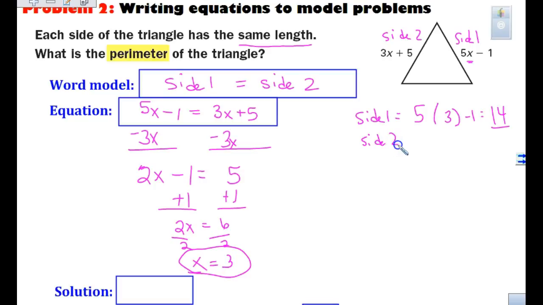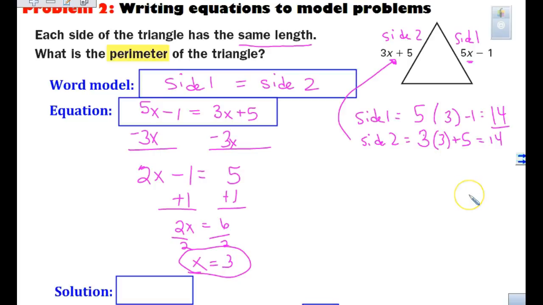Could I check and make sure side 2 gives us the same length? If I wanted to do that, Malcolm, what would I substitute? What would I write down? 15. Careful. This one gave us 14 already. I want to go to side 2. Side 2 was here, right? How can I make sure that that's going to be the same? 3 times 3. Because that's my x. So 3 times 3 plus 5. 3 times 3, that gives us 9. 9 plus 5 is 14.